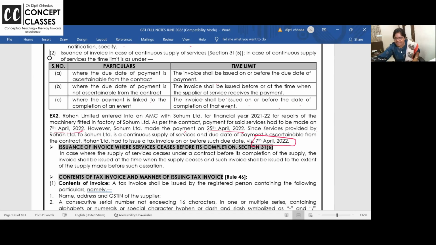Take your time, read the example. You want more examples for all the three or clear?